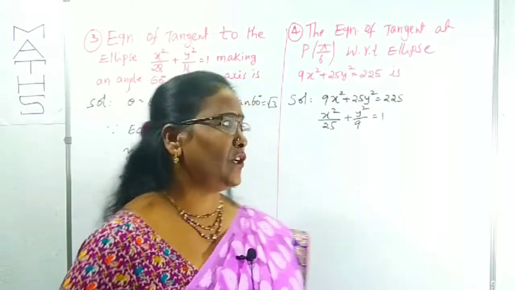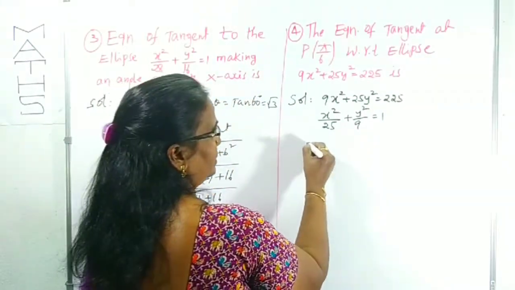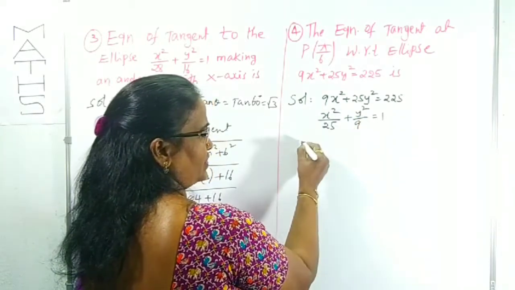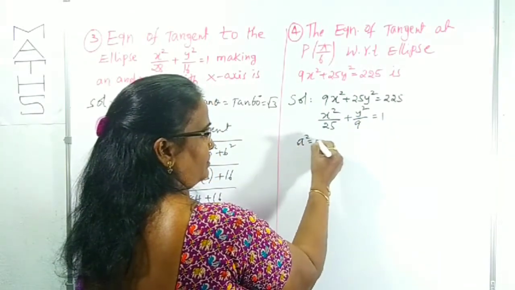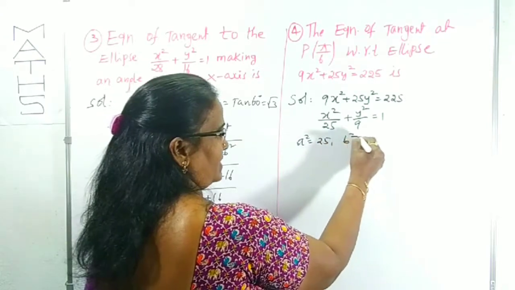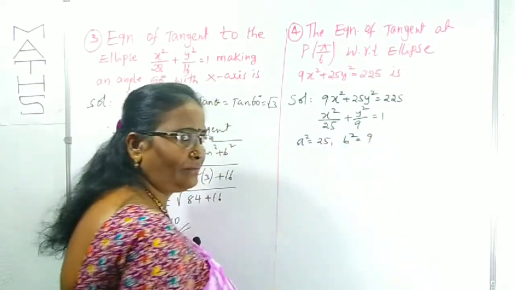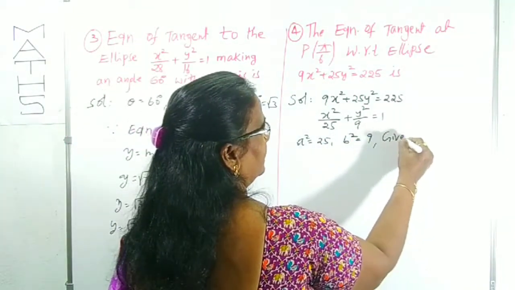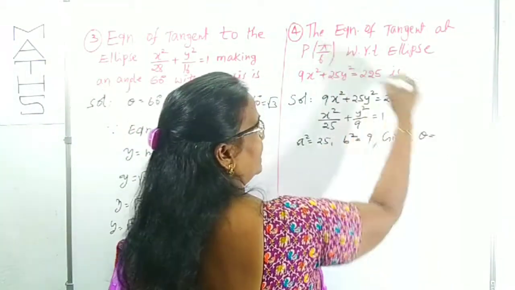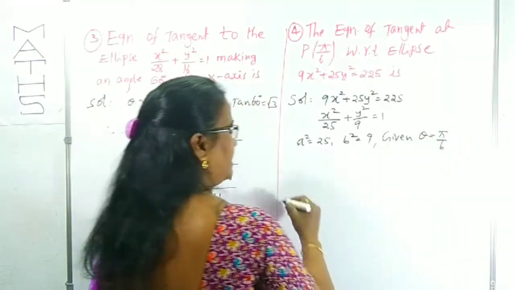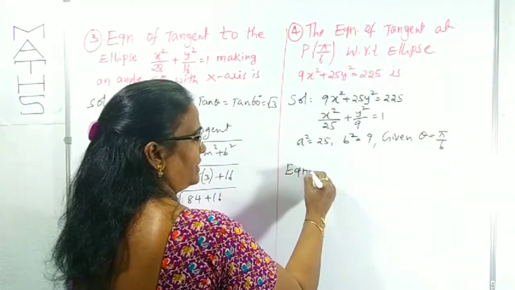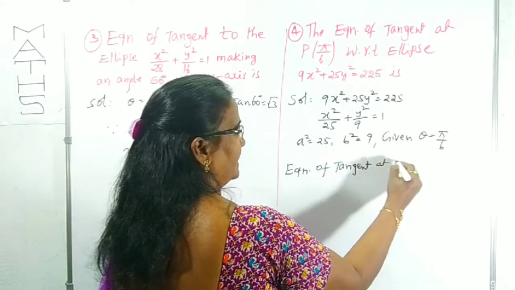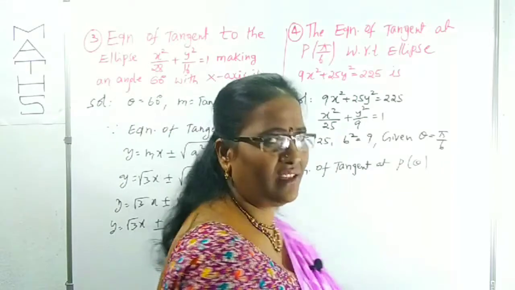This is ready. Now, what is the equation? It is in the form of x square by a square plus y square by b square is equal to 1, where a square is 25, b square is 9. You know, and given theta is, you can take it as pi by 6. What is the equation of tangent at P theta?